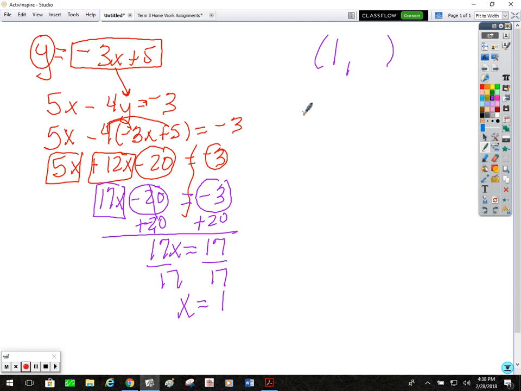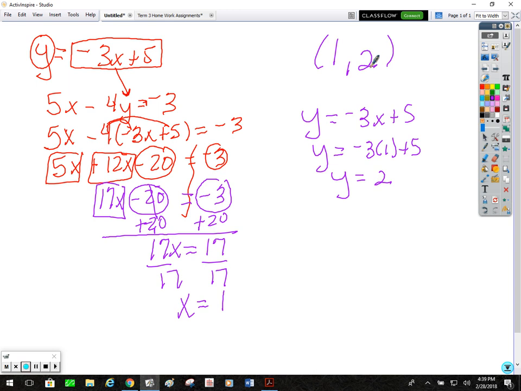Well, if I take that equation, y equals negative 3x plus 5, and plug in the value of x, I have negative 3 times 1 is negative 3, plus 5 is 2. So my solution for this system is 1, 2. And we can go back and check our work if we needed to.